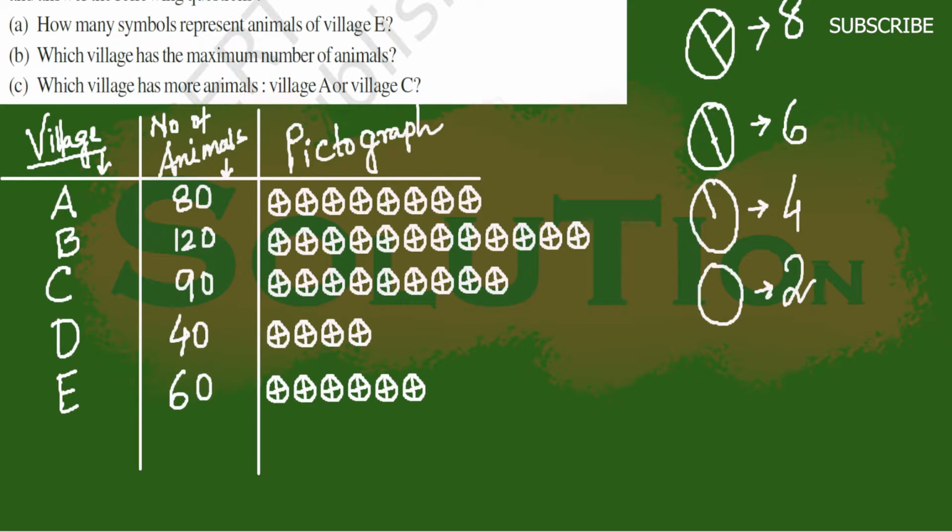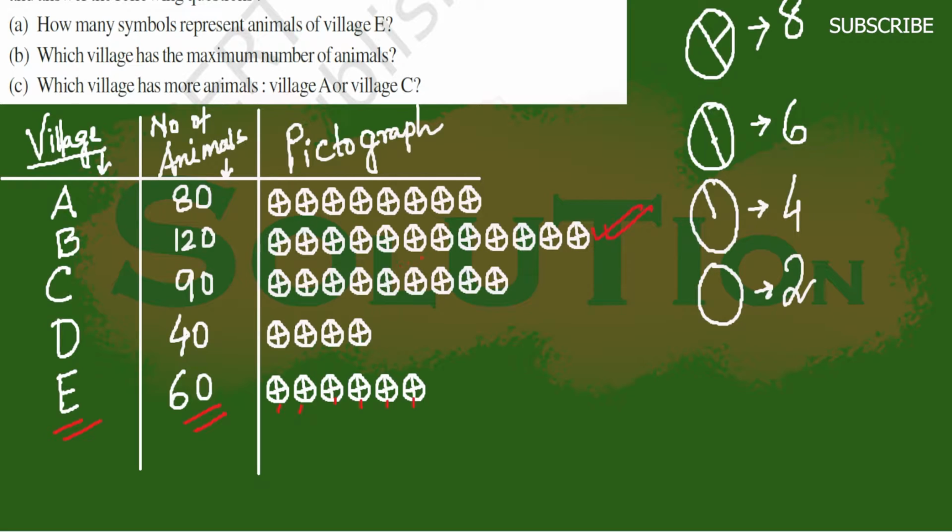Now let us read the questions. How many symbols represent animals in village E? So in village E, how many symbols have we used? You can clearly see I have used 6 symbols, right? So in village E we have used 60. The number 60 I have represented with the help of 6 symbols.